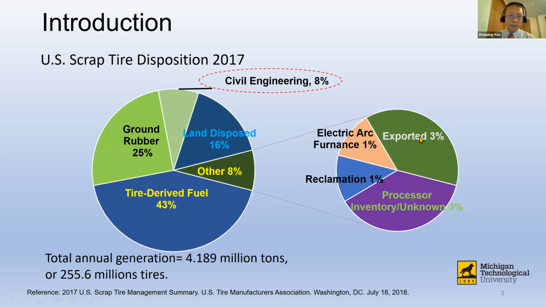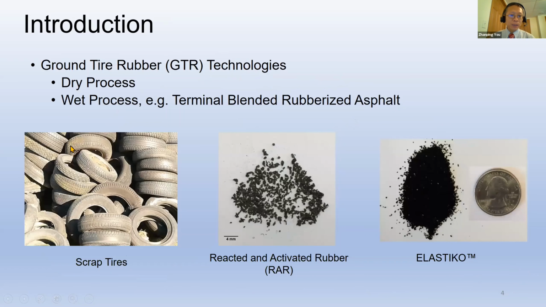So supposedly, there is a lot of value we can get from those tires. I personally think the ground rubber area has a lot to offer. We can take full advantage of these materials. So that is our goal today: we're trying to find good ways to recycle tires. Here are the tires, and what we are trying to do is ground tire rubber.